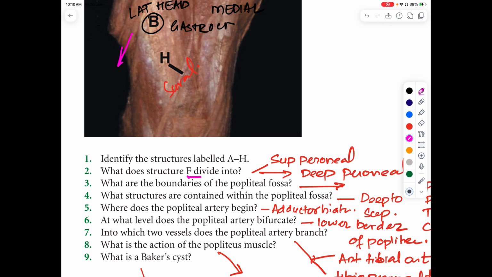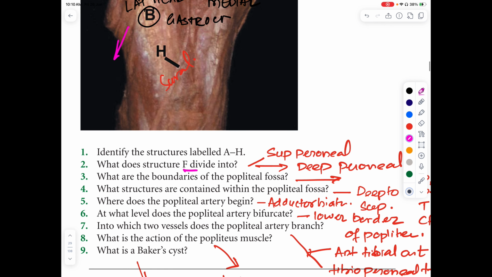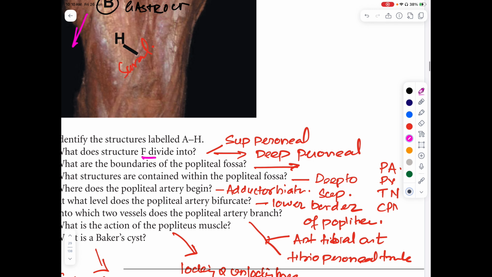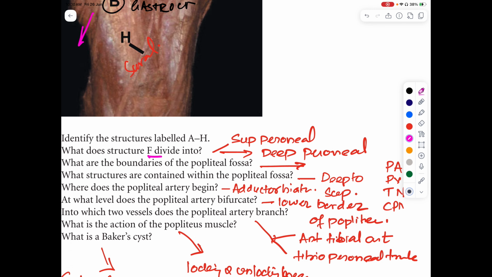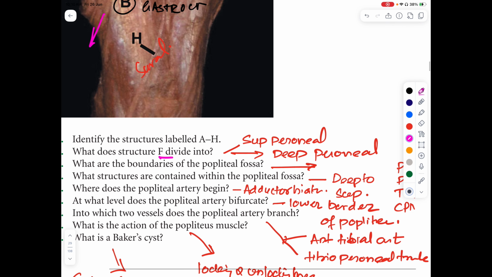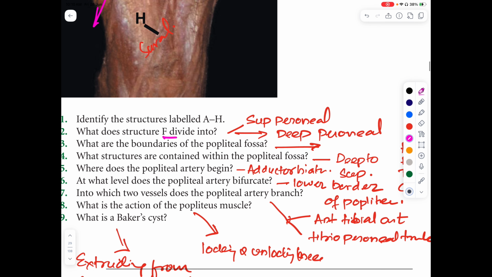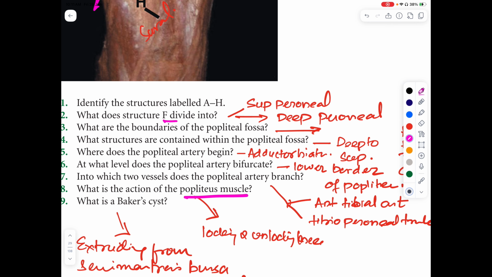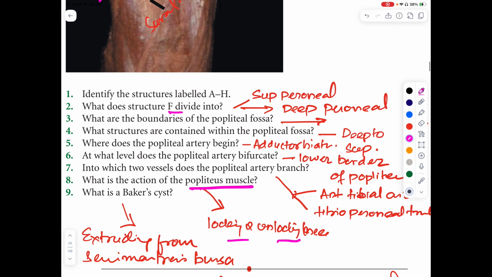What are the boundaries of the popliteal fossa? What structures are contained within? Deep to superficial: popliteal artery, popliteal vein, tibial nerve, common peroneal nerve. Where does the popliteal artery begin? At the adductor hiatus. At what level does it bifurcate? At the lower border of the popliteus. Into which two vessels does it branch? The anterior tibial artery and the tibioperoneal trunk. What is the action of the popliteus muscle? Unlocking of the knee. A Baker's cyst is an extrusion from the bursa.